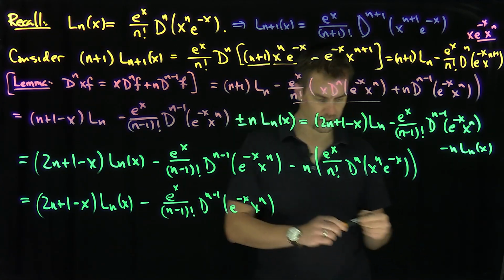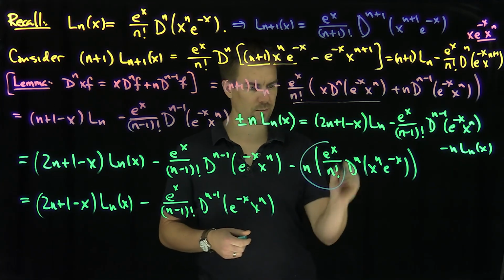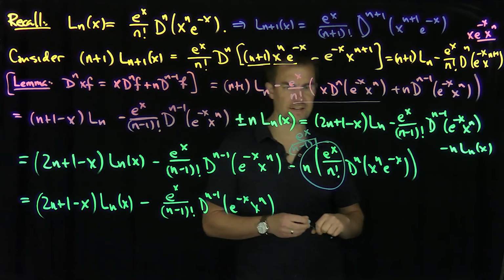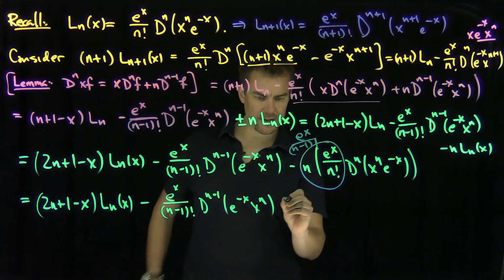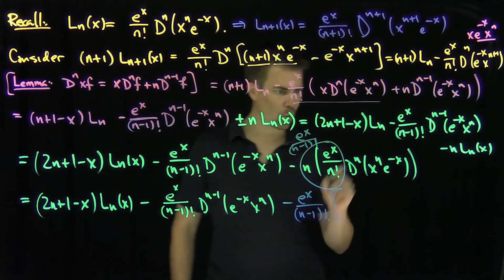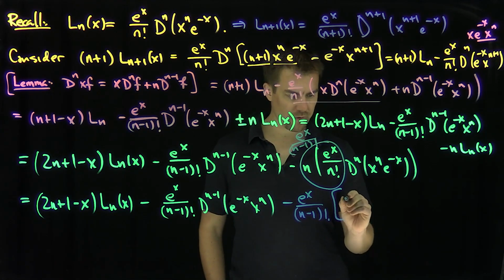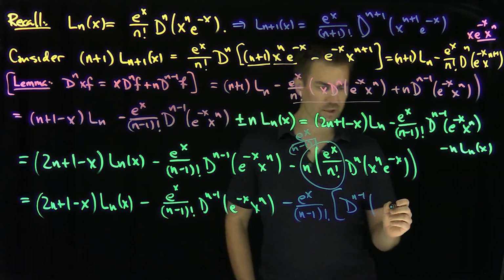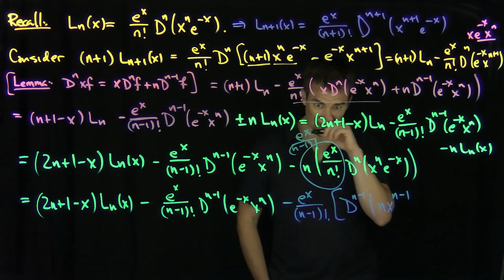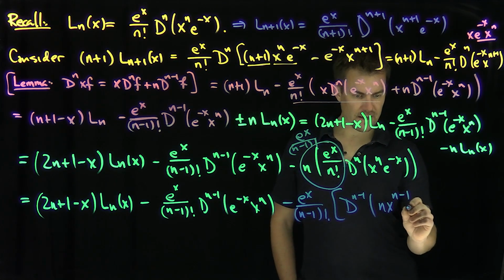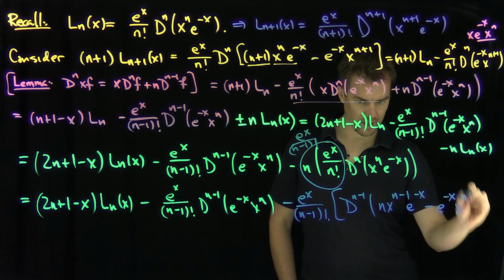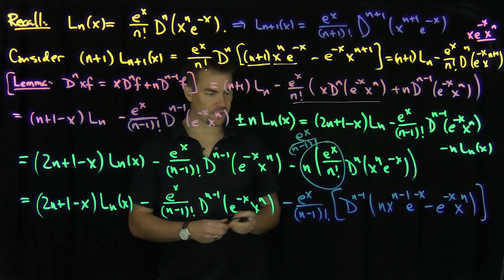So these terms over here are going to turn into what? These terms right over here are really e to the x over n minus 1 factorial, right? Because the n and the n factorial cancel out. So then we have minus e to the x over n minus 1 factorial, and then do one derivative of this thing over here, right? So if I did one derivative of d n minus 1, one derivative of n x to the n minus 1, and then e to the negative x, and I'll have negative e to the negative x, x to the n, like so. Okay?